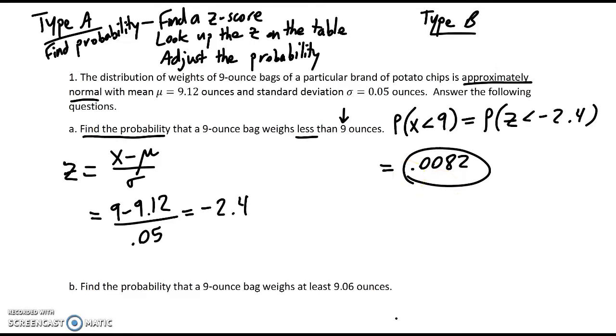And by the way, it might help you to sketch the picture so that you can actually see what is happening, okay? If my mean is 9.12 and I was looking for 9, 9 is obviously to the left, and I want less than, so that's why it's shaded. My sketch isn't perfect, but you could reasonably see that that percent makes sense. It's less than 50%, it's very tiny, right? So my answer makes sense.